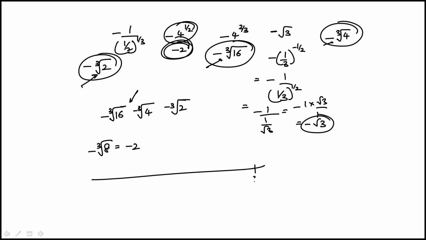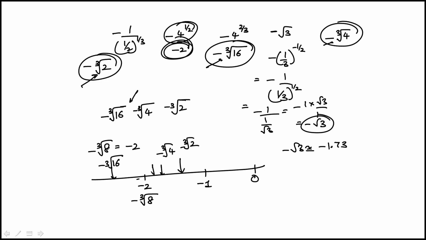So yeah, this is where I think we're going to have to redo this on the number line. It's easier to see. This is minus cube root of 8. So we expect minus cube root of 4 to be here, and then minus cube root of 2 here, and then minus cube root of 16 is somewhere here. And then finally we are left with minus √3, which we know is approximately 1.73, so that's going to be here.